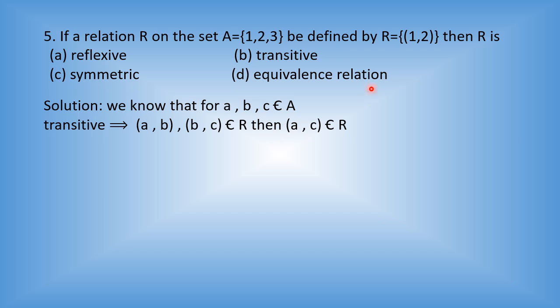But in this case, there is only one ordered pair (1, 2), and there is no other ordered pair to compare. So we conclude that this relation R is a transitive relation. Any relation having only one element is known as a transitive relation. Therefore, the option is D.